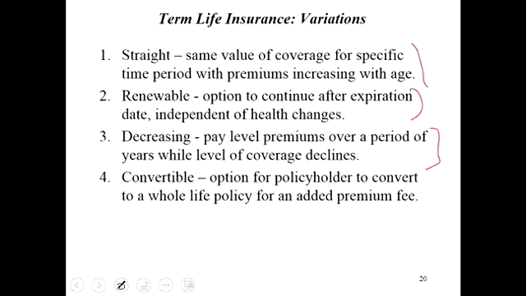The other one is the decreasing one. Basically, you pay the same dollar amount, but of course, as you get older, your probability of dying goes up, and so the amount of cover you get goes down. And the other one, which is quite common to see, is a convertible one, where you can start out with term insurance, and then at some later stage, you can convert it to a whole of life.